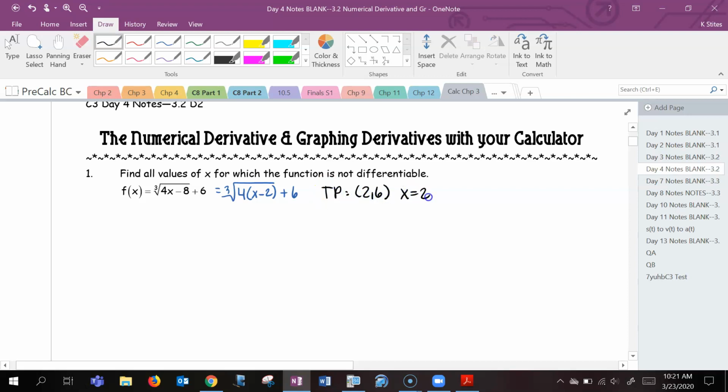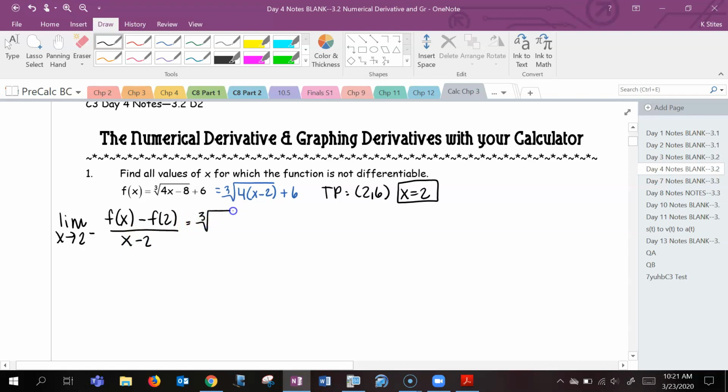But now we have to prove why that's the case. So what I'm going to do is use my alternate definition. I'm going to say limit as x approaches 2 from the left of f of x minus f of 2 all over x minus 2.